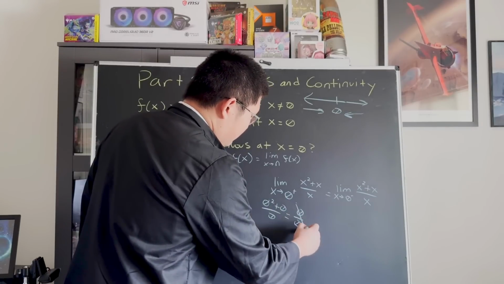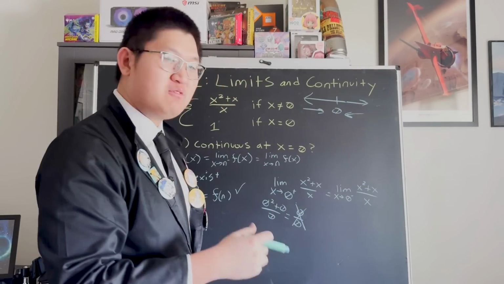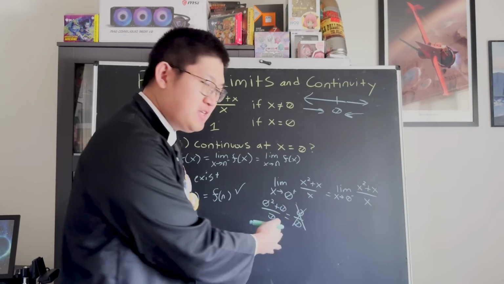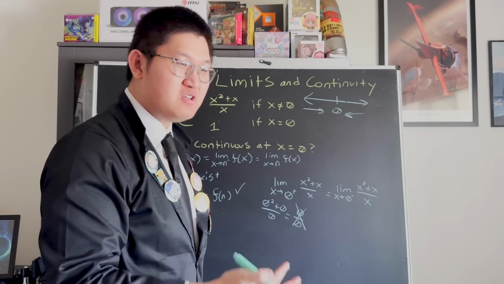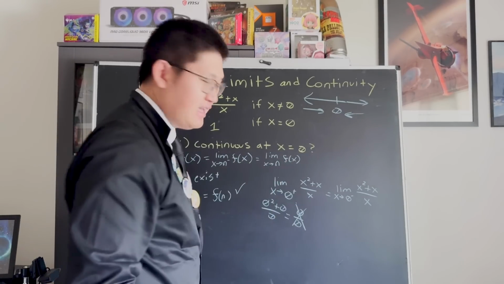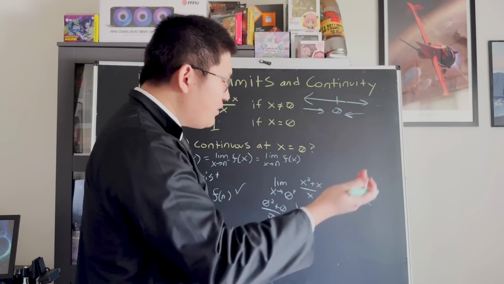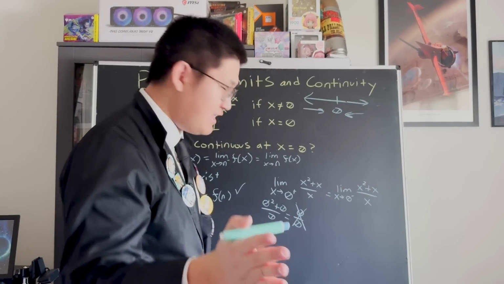This is not a good line of work because you end up with a place that you cannot get yourself out of. 0 over 0 is not a definitive value. Good enough for us to then show as an answer here. So you might think, well, what do we do? Well, you have to think about it.